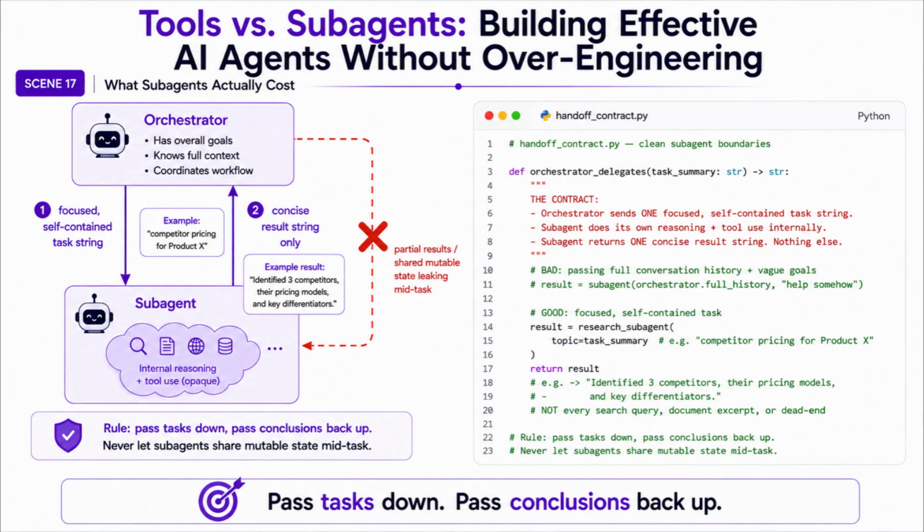On screen, the clean handoff contract is code. The orchestrator sends one focused, self-contained task string. The subagent performs its own reasoning and tool use entirely internally. The subagent returns one concise result string the orchestrator can immediately use. The rule of thumb worth memorizing: pass tasks down, pass conclusions back up. Systems that let subagents share mutable state or leak partial results back mid-task introduce coordination complexity that quickly outgrows the original problem you were trying to solve.